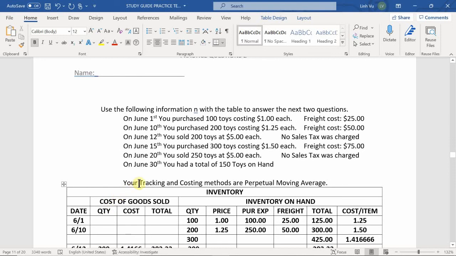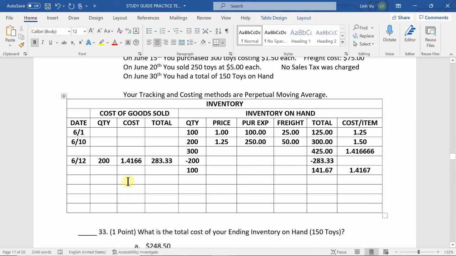Then on June 15, we end up purchasing an additional 300 units at $1.50. So, June 15, 300 at $1.50. 450 plus 75, 525. Good. 525. 300 was 175, no? Something like that. 175.